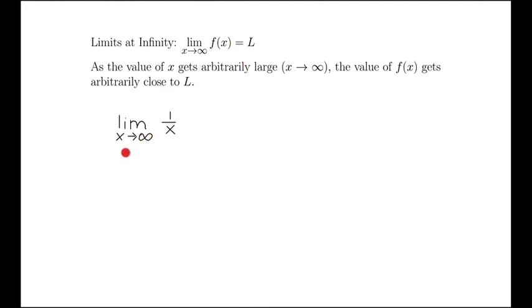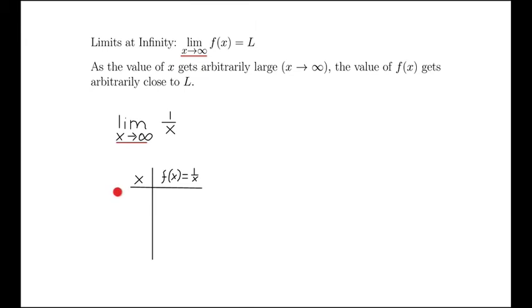Let's study this with an example. Let's look at the limit as x tends to infinity of 1 over x, and let's see if we can figure out what this means by using a table of values. So we create a table. On one side we put x, on the other side we'll put this function f of x is equal to 1 over x.